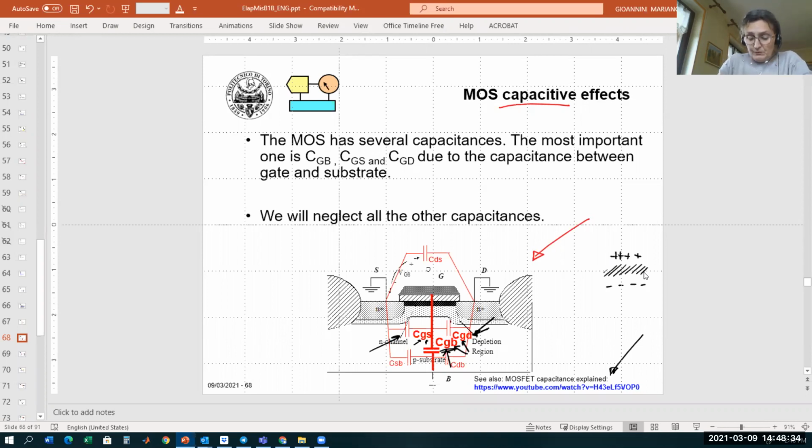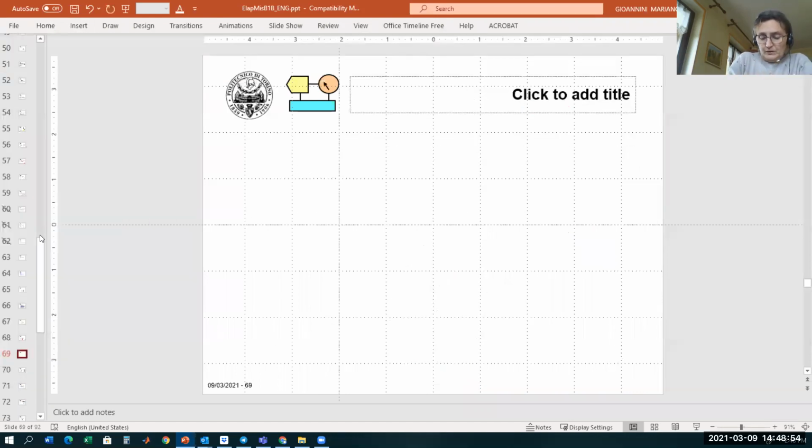Let's see, for example, the physical origin of this capacitance CGS. What do we have here? CGS is the capacitance between the source and the gate. Why? The reason is this one. We already know that the MOS is given by the oxide. Then we have the metallization for the gate contact.